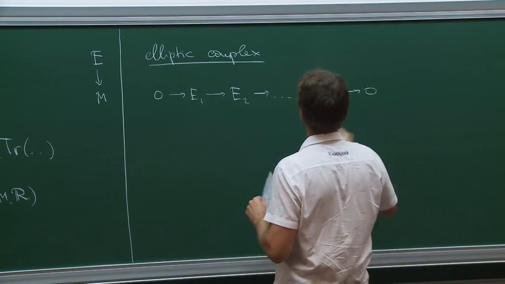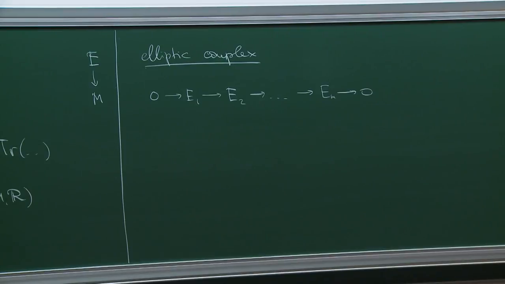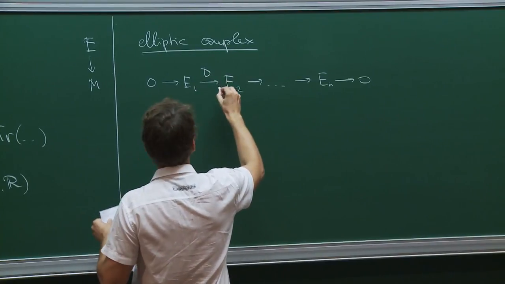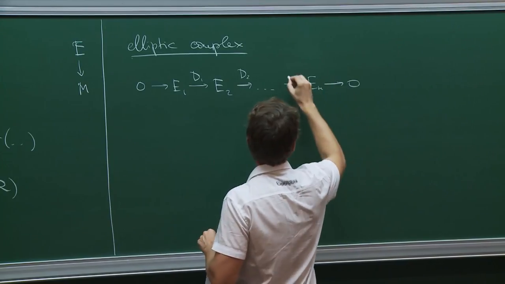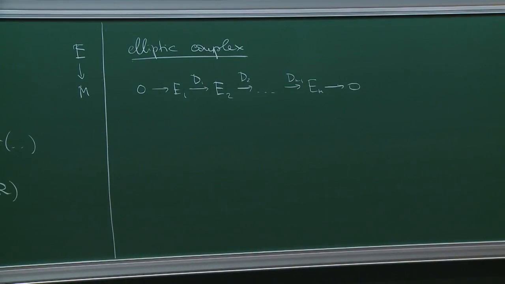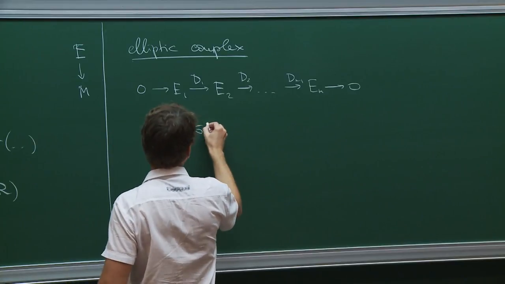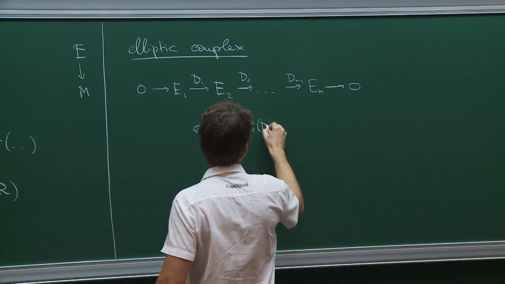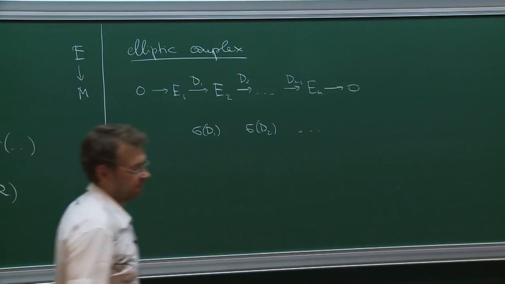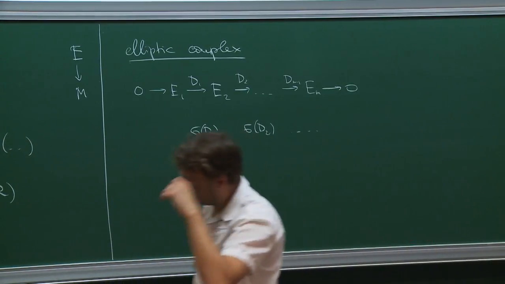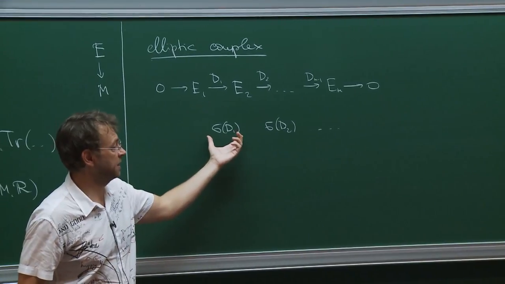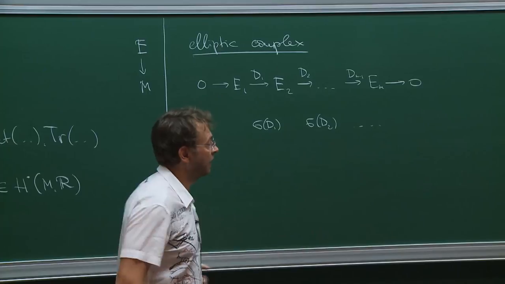Now if you want to talk about ellipticity of such a sequence of bundles, in principle you can have different operators, D1, D2, etc. up to D_{n-1}. You have to look at the symbols of these operators. And typically you have to see that with respect to these symbols, this is an exact sequence, that the kernel coincides with the image. Again, it's a matrix calculation. What I'm telling you maybe sounds complicated, but it's not. So let me give you an example.